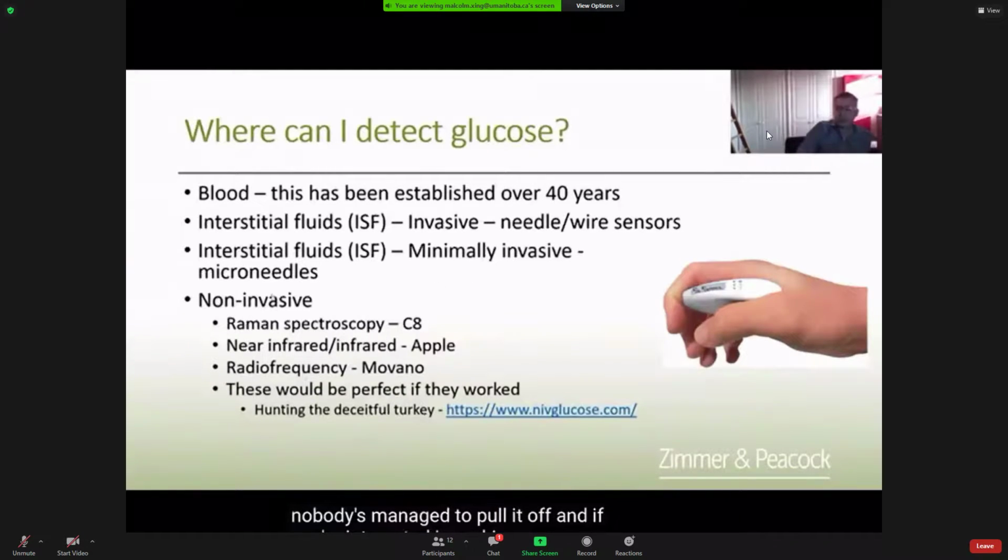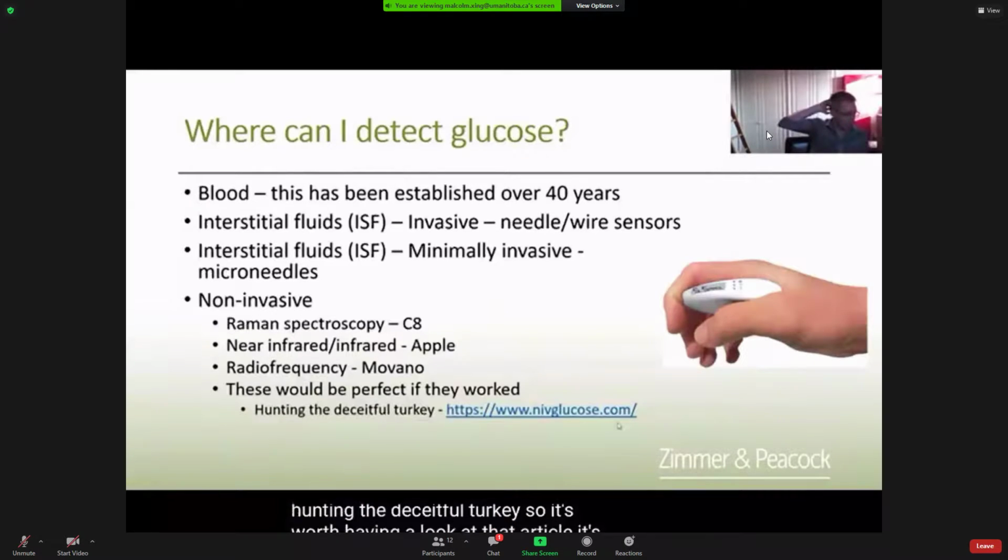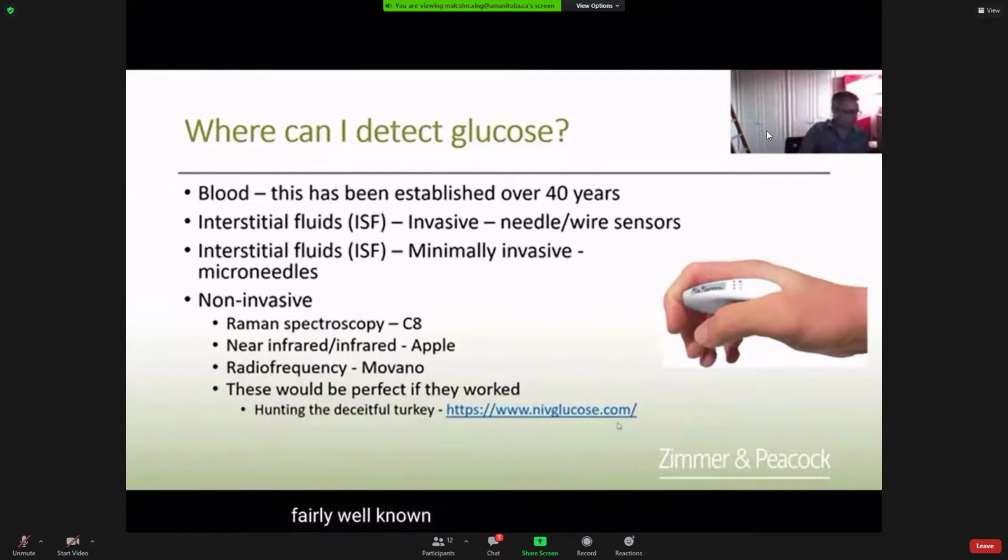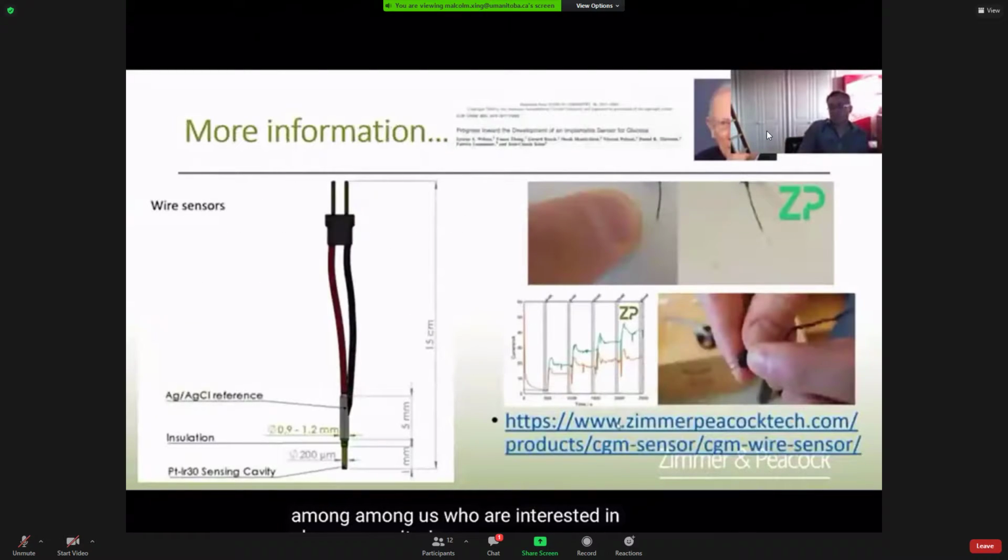And if you're interested in making a non-invasive wearable glucose sensor, look up this URL, nivglucose.com. There's an interesting article. The guy updates this article every few years. It's got the title "Hunting the Deceitful Turkey," so it's worth having a look at that article. It's fairly well known among us who are interested in glucose monitoring.